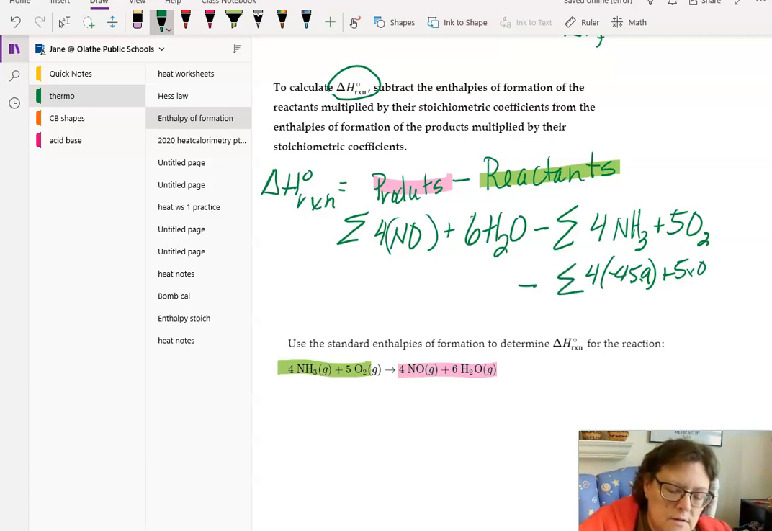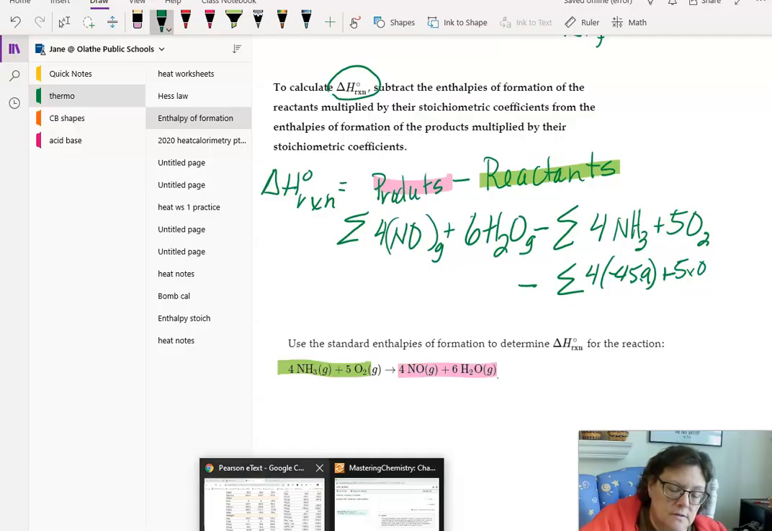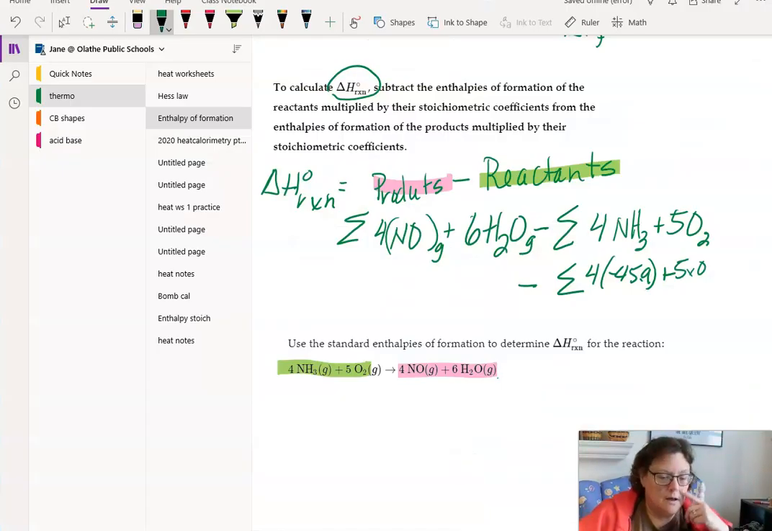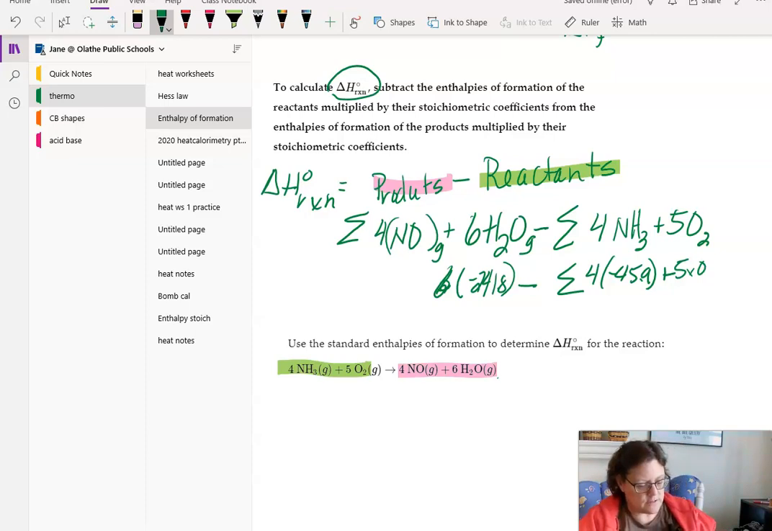Waters, and our water is a gas because there is one for gas and there's one for liquid, and you actually have to know the difference. Rather than go look it up, I've just looked it up for you so that we don't spend a whole lot of time watching me flip through the index in the online book. So we have 6 waters that are gaseous, and the value for that is negative 241.8. And for nitrogen monoxide, it's 91.3. It's a positive, not a negative.